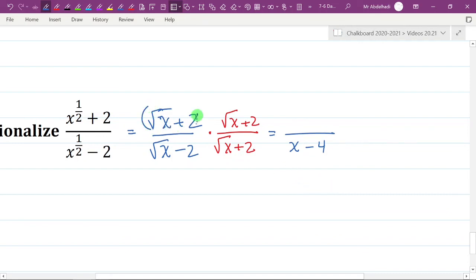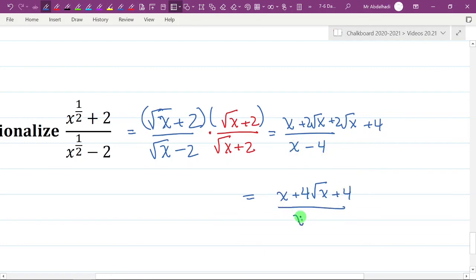The top, of course, you're going to have to multiply all the way out. So radical x times radical x is x. Radical x times 2 is 2 radical x. 2 times radical x is another 2 radical x. And 2 times 2 is 4. So your final answer is x plus 4 radical x plus 4 on the top. And the bottom is just simply x minus 4.